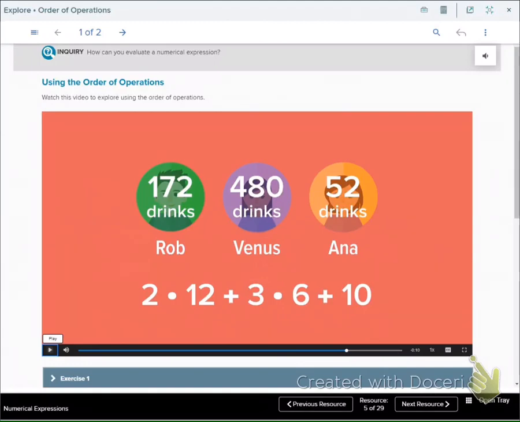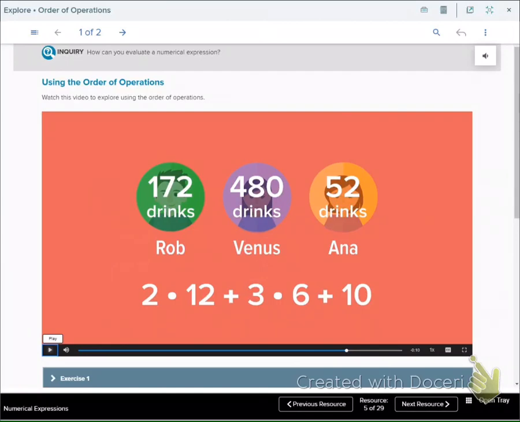It's also easy to see that Venus had 3 6-packs of drinks. Well, 3 6-packs is 18. And then Anna just had the simple 10. So we have to add that 24, that 18, and that 10 together, and we can quickly get 52.